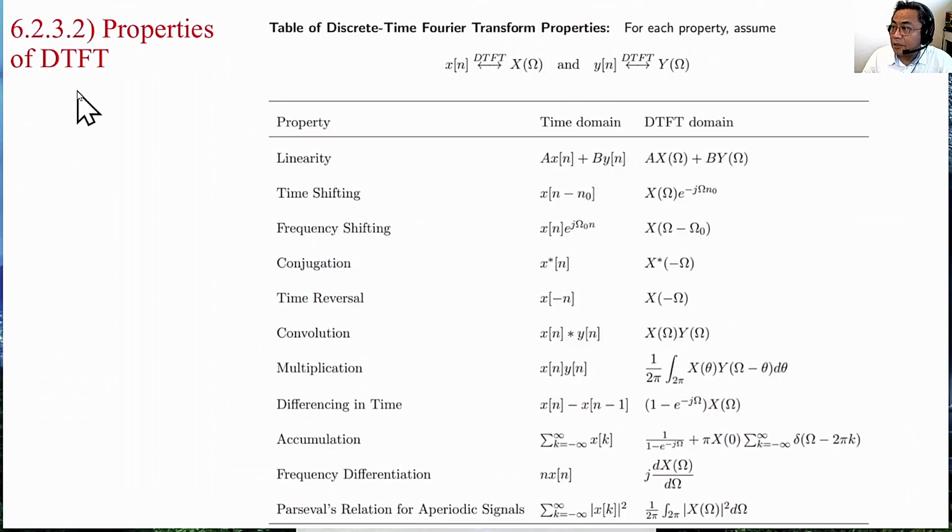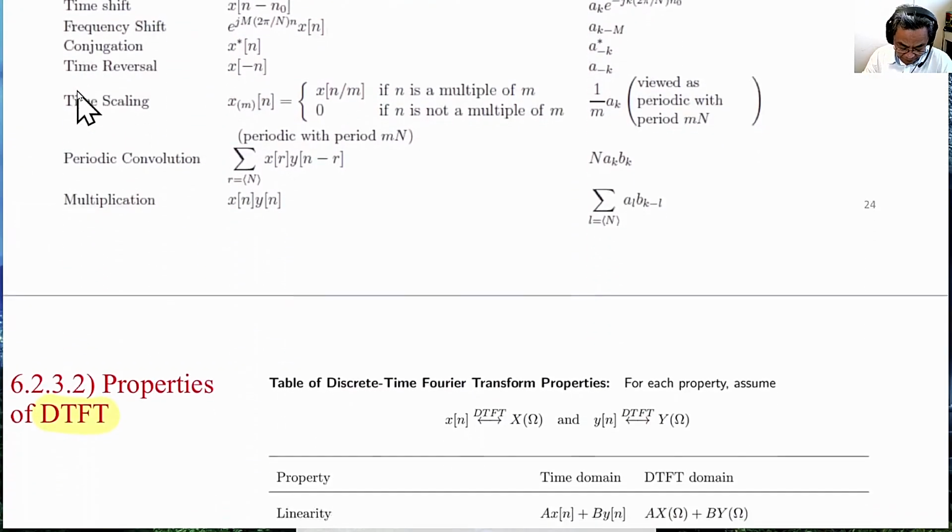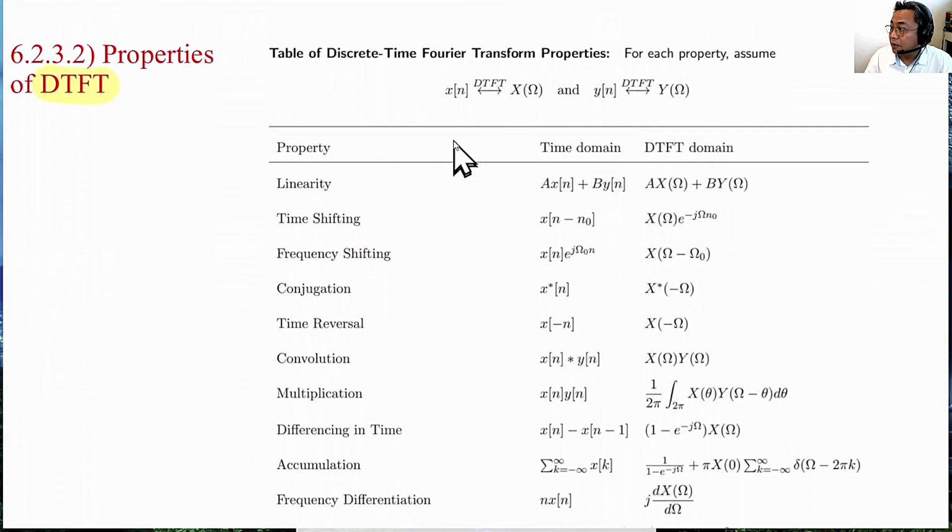We'll begin with 6.2.3.2, the properties of the DTFT first, and then we'll go to the previous slide, which is the properties of the DTFS. Now, for the properties, basically, we assume that we are given x[n] and X(ω), the DTFT of x[n] exists, y[n] and Y(ω), and then let's see what happens when we are given x[n] and y[n] in time. So this is time versus what happened to X(ω) and Y(ω) in frequency.